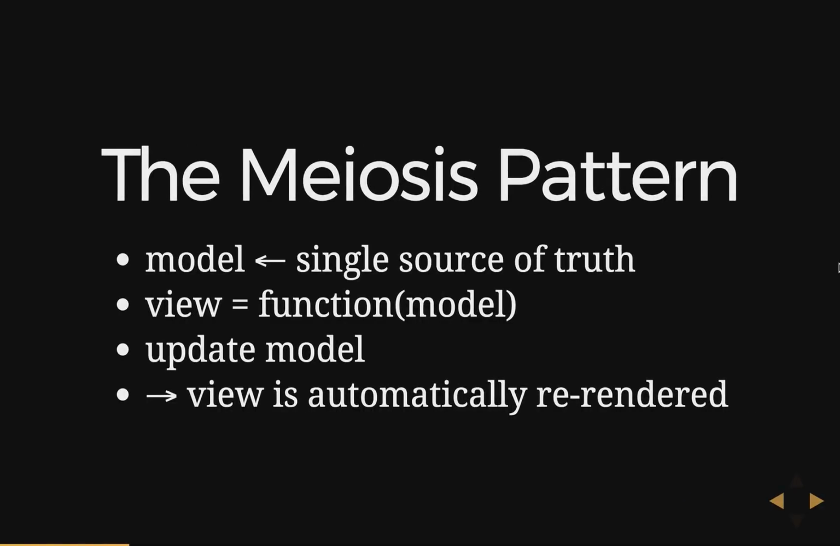So the idea of the meiosis pattern is this. We start with a model or application state, and this is your single source of truth. Then you write your views as functions of the model. Then you need a way to update your model. And when you do that, we want the view to be automatically re-rendered.